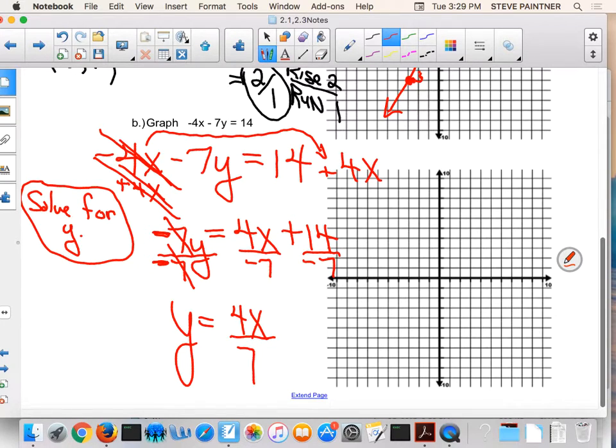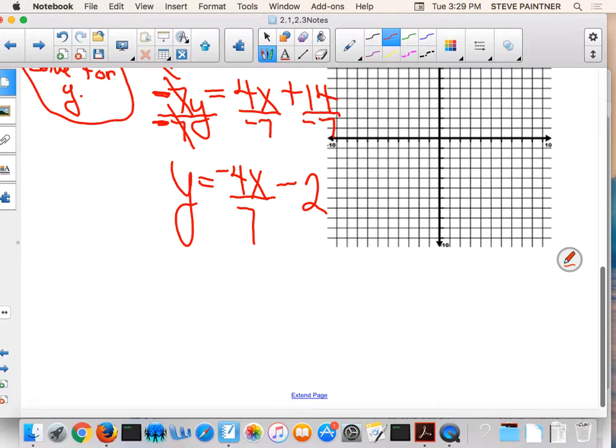Notice the negative on the 7 is on the bottom. I typically put it on the top. It doesn't matter where you put the negative, just put it with one number. I like it to go on top because I like the number on top to be up 4 or down 4. In this case, it's going to be down 4. Okay, 14 divided by negative 7 happens to be negative 2.